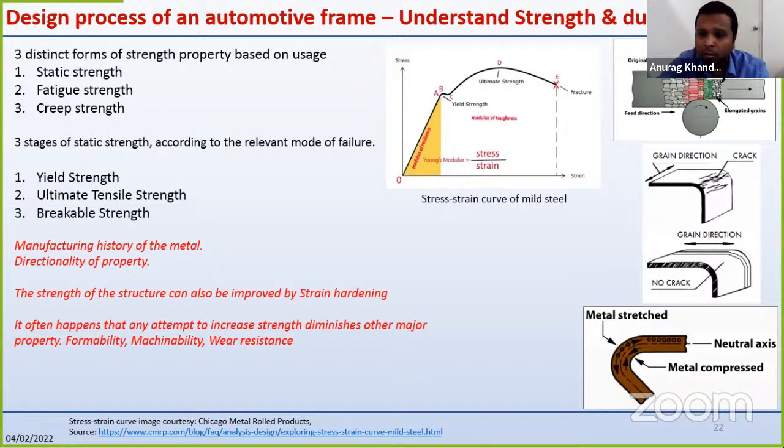Based on the use cases, there are three forms of strength: static strength, which is the ability to resist steady load at room temperature; fatigue strength, which is the ability to resist fluctuating or time-bound load, where the load changes from time to time, or a cyclic load, mostly in case of a suspension mount, where the suspension goes through the road undulation, so there is a cyclic load in that region.